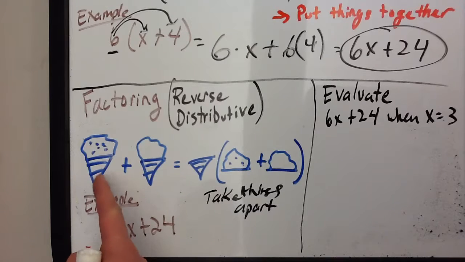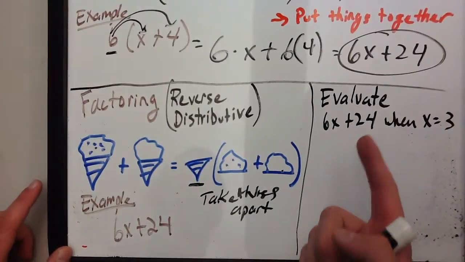So what do the cookie dough ice cream and the vanilla ice cream have in common? Well, what they have in common is the cone. So basically, I'm going to pull that out. If I take the cone away from these two things, what I'm left with is just the cookie dough ice cream plus the vanilla ice cream. Okay, so that would be factoring.